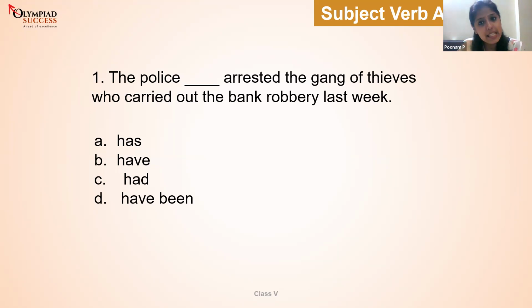The police has arrested the gang of thieves who carried out the bank robbery last week. Now, some of them said, ma'am, police means many people. Please understand there is also one rule which we haven't discussed and we are going to discuss in detail during our regular sessions. The word police is a collective noun. Collective noun is also considered as one unit.